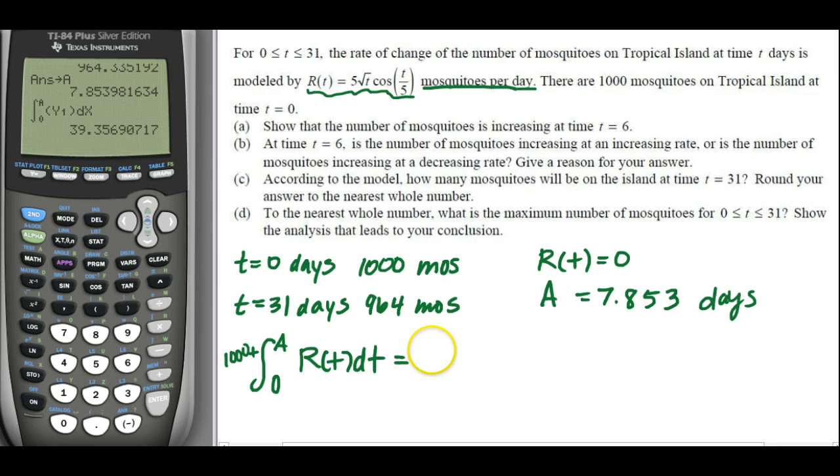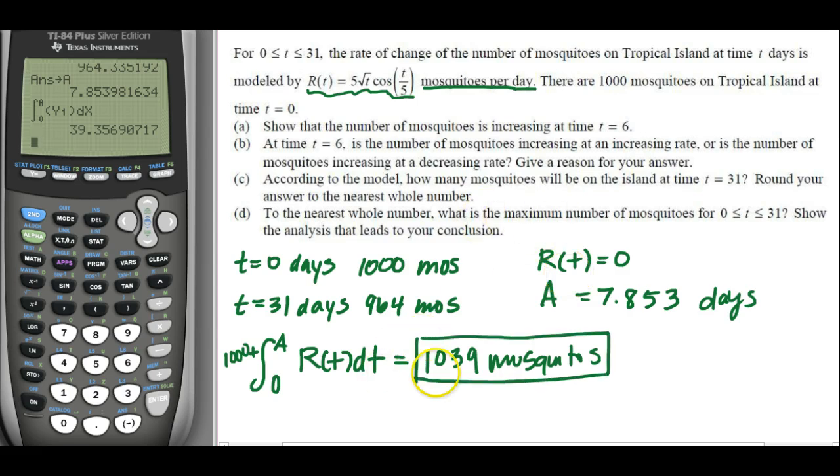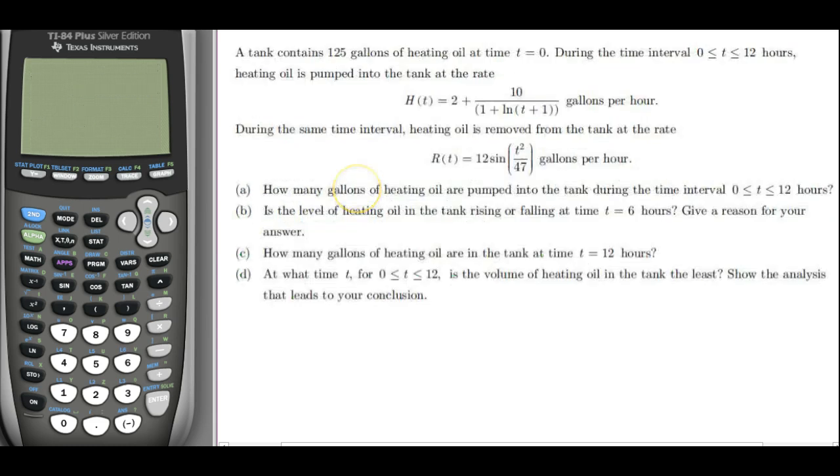So the answer here is 1,039 mosquitoes. So the nearest whole number, we're rounding again, and that would be the maximum. So what is the maximum number of mosquitoes? 1,039 mosquitoes. And now to the final AP question we're going to take a look at.